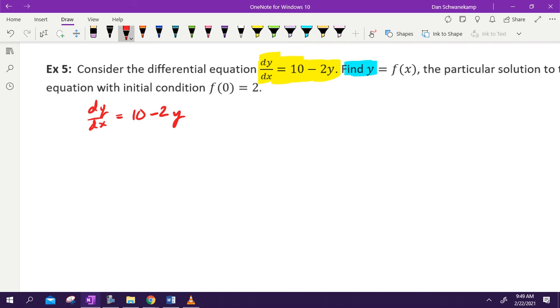I want to get all the x's on one side, all the y's on the other. How would I get rid of the dx? Multiply by dx. Now watch this. I'm multiplying this whole thing by dx.